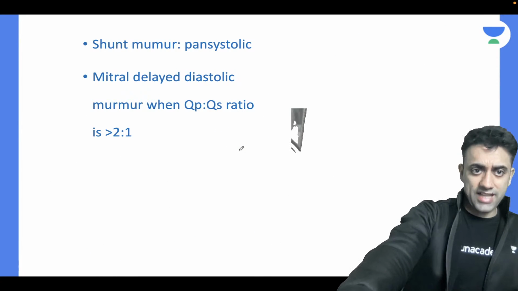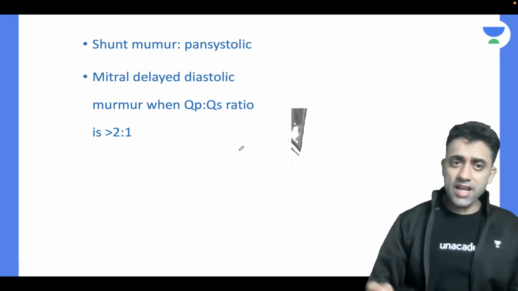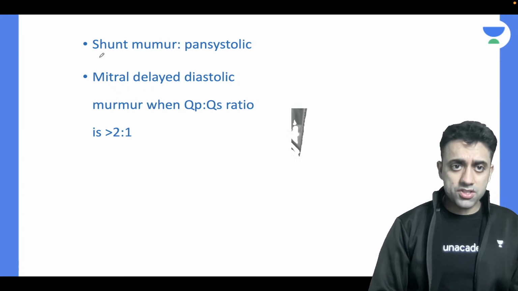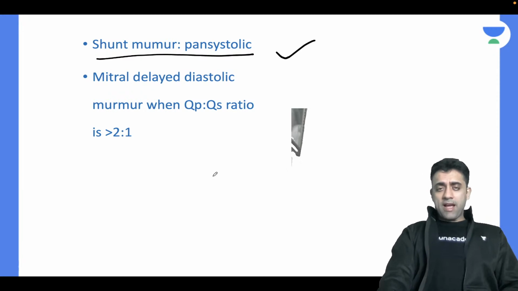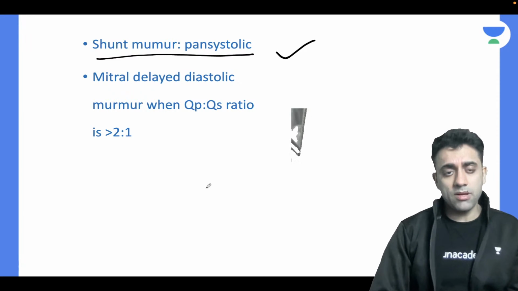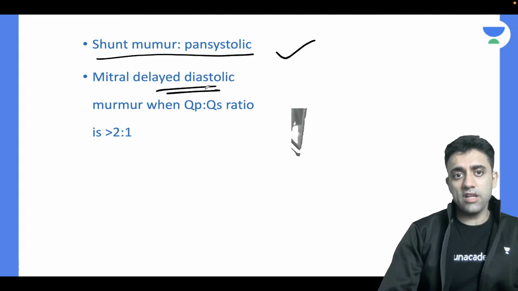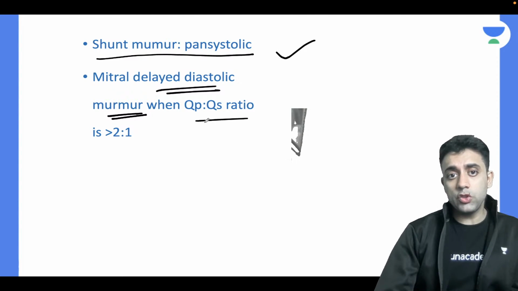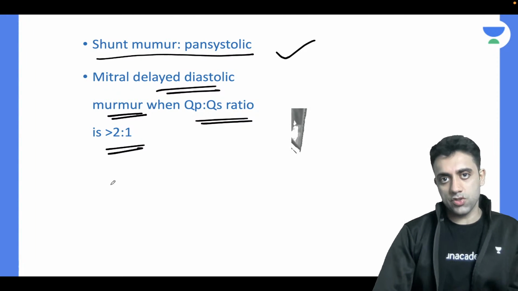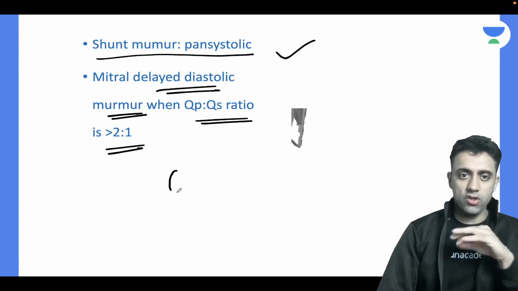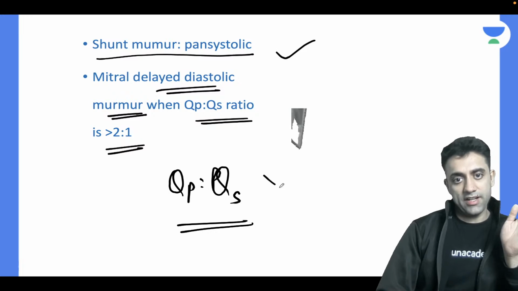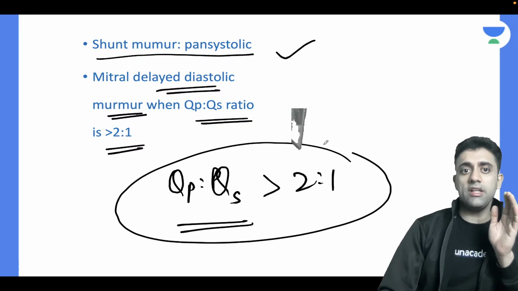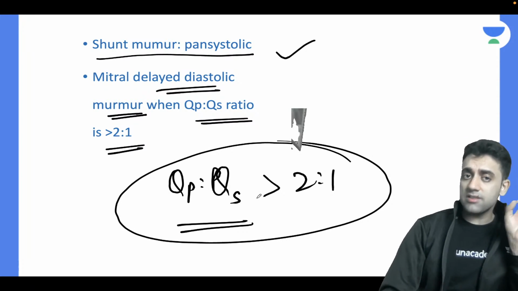Yeah, exactly. Just remember that the shunt murmur in this case will be a pansystolic murmur. And always remember, you will only say a delayed diastolic murmur when the QP/QS ratio is more than 2:1. Just remember this; we will not go into too much detail. When the pulmonary to systemic ratio is more than 2:1, then only the symptoms will come, then only the murmur sound will come.